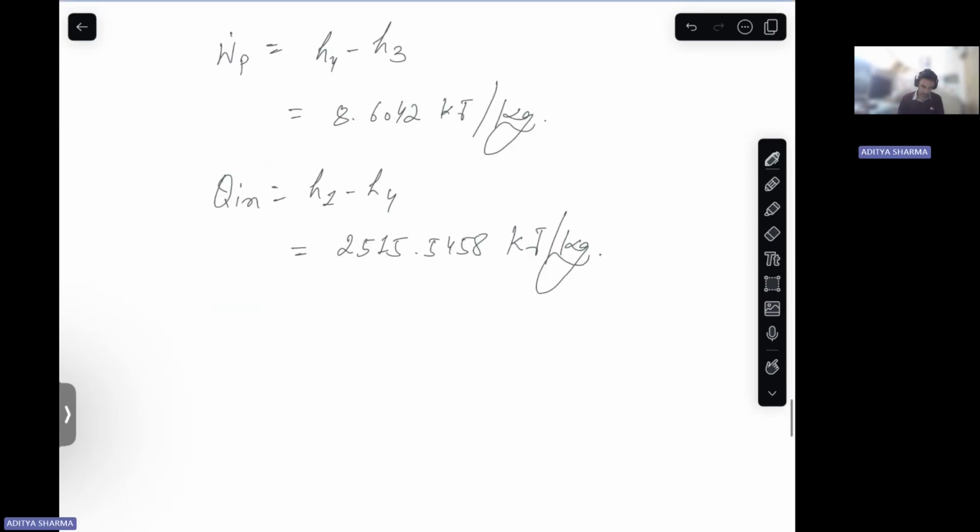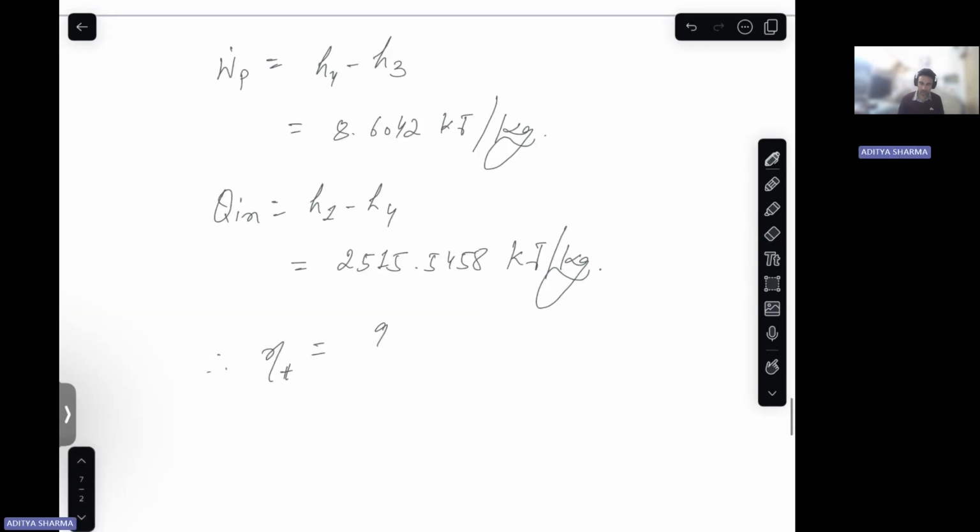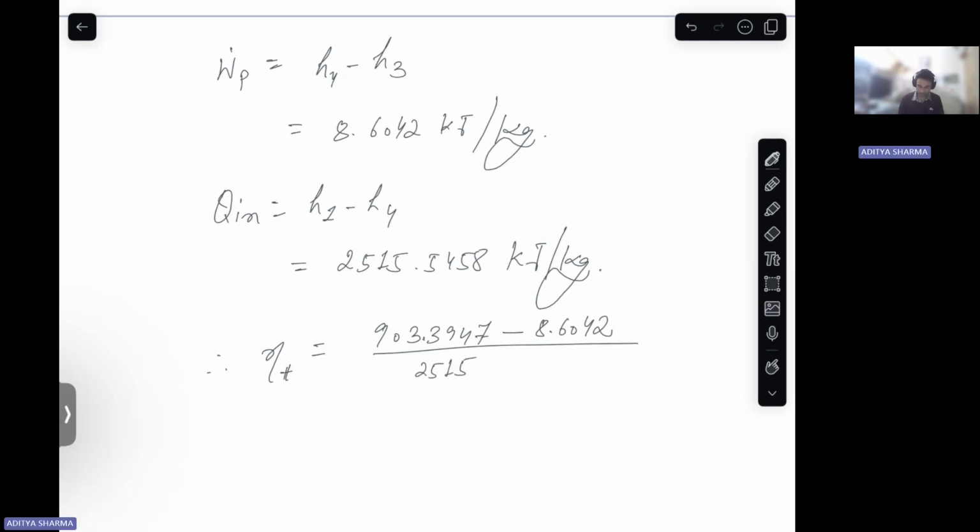And now calculating the thermal efficiency. This will be turbine work minus pump work divided by Q in. So this is 903.3947 minus 8.6042 divided by 2515.5458. If we solve this, this will come out to be 0.3557, that basically is 35.57%. So this is the thermal efficiency for this Rankine cycle. So this was your question number 6.